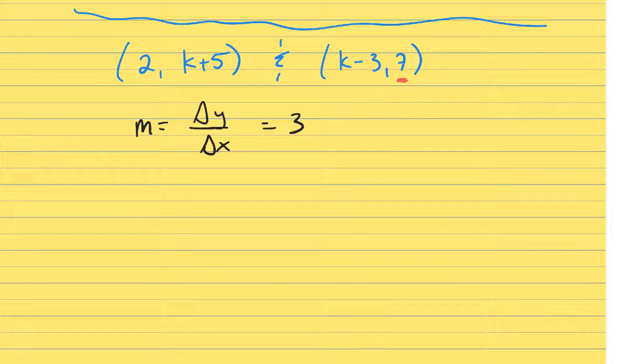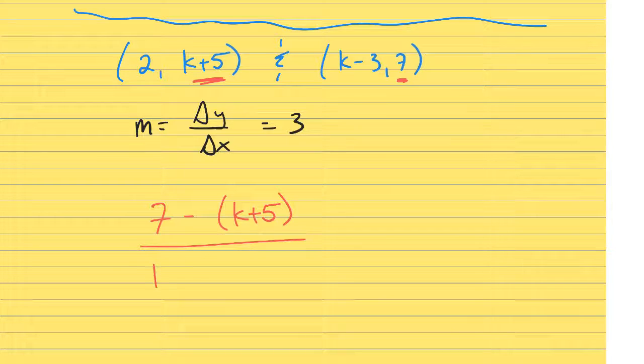Take y2, which is 7, minus y1, which is k plus 5. So I have 7 minus the quantity k plus 5 over k minus 3 minus number 2 here equals a slope of 3. So I've literally written my definition of slope, y2 minus y1 over x2 minus x1. And since we're told that the slope equals 3, we set this fraction equal to 3.